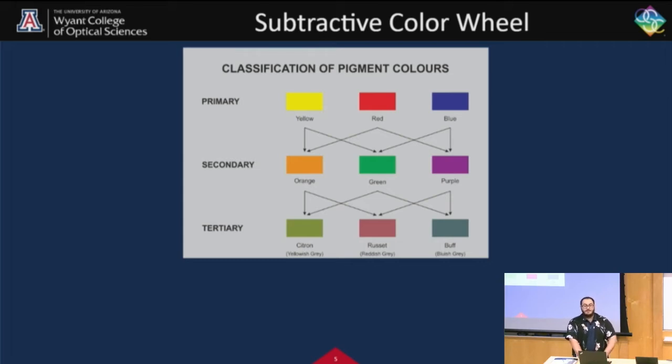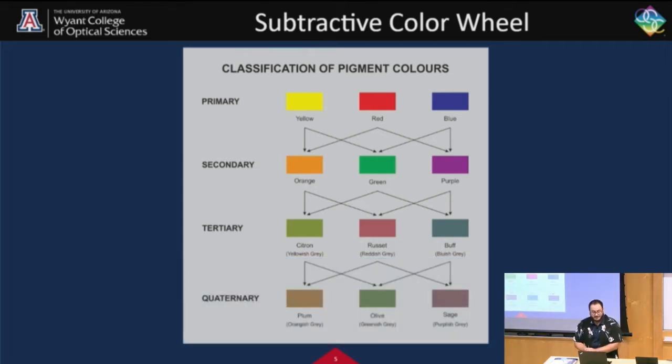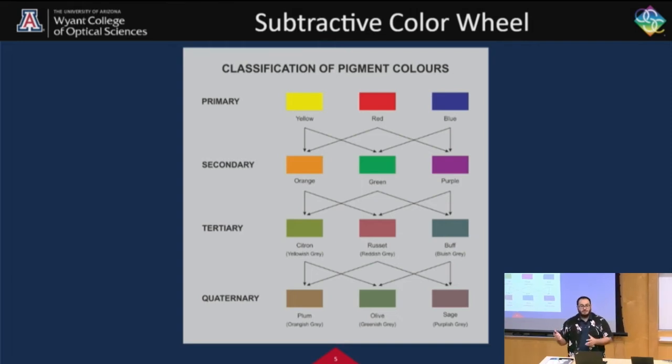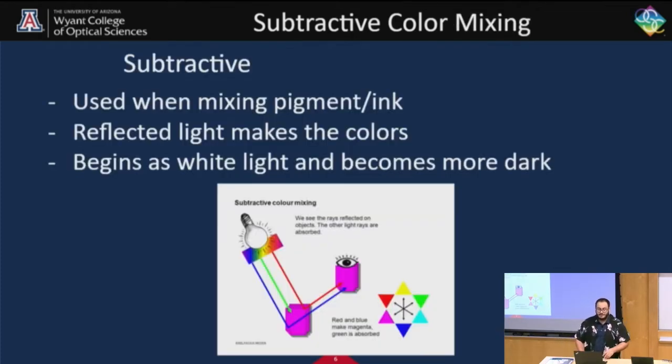And then from there you can even go further to your quaternary colors, which is your plum, your olive, and your sage. So your orangish gray, your greenish gray, and your purplish gray. So as you get further down the line, you get more and more gray, kind of getting more and more darker colors. So subtractive color mixing is used when mixing pigments or mixing inks. As you might see on a printer, you might see your CMY colors. Those are your cyan, magenta, and yellow colors, producing all your colors that you would see on paper.